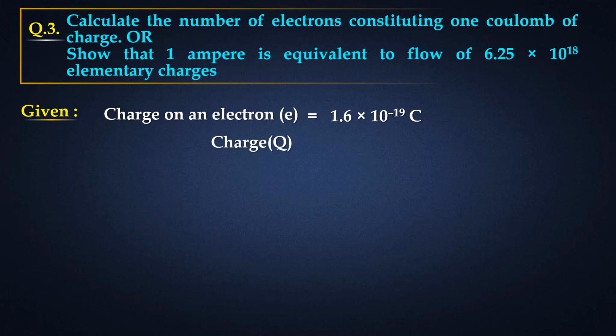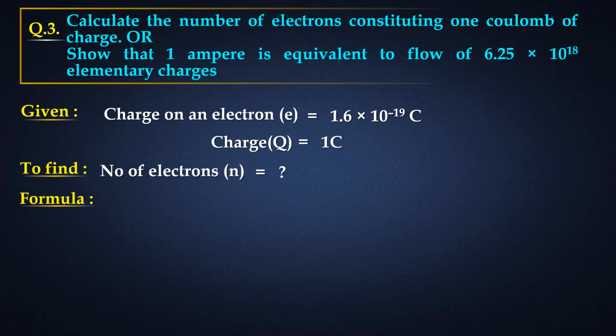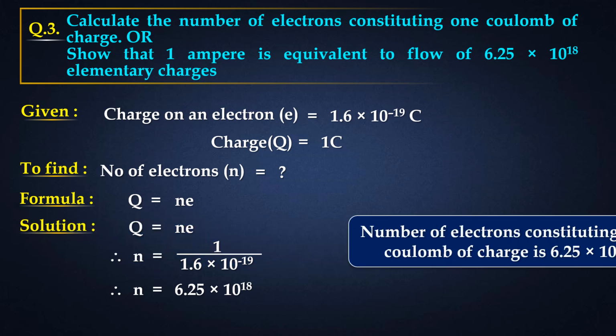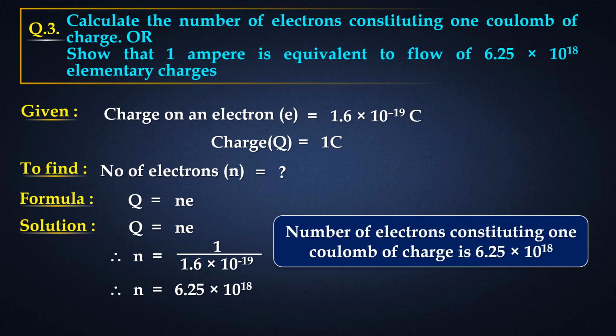So we put the value. We know this. Charge Q is equal to 1 coulomb. So that's given. To find number of electrons small n is equal to question mark. Formula Q is equal to Ne. Solution Q is equal to Ne. Therefore, N is equal to Q by E, that is 1 by 1.6 into 10 to the power minus 19. Therefore, N is equal to 6.25 into 10 to the power 18. That's the number of electrons. Considering 1 coulomb of charge is equal to 6.25 into 10 to the power 18.